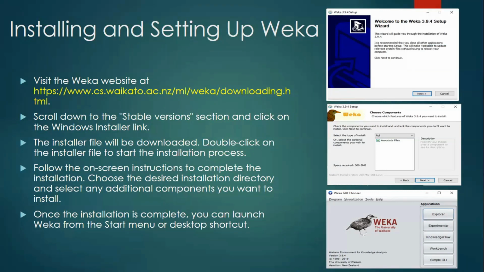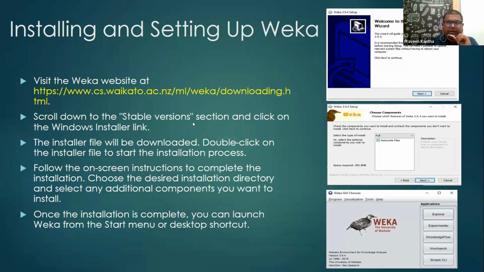In my system we have Weka 3.9.4, but now Weka 3.9.5 or 3.9.6 is also available on the website. You can download the latest version, and the latest version contains all the features of Weka. First of all, you simply click the setup exe file, then it will display these options, and you simply click next, and then next, and the Weka screen will appear like this.